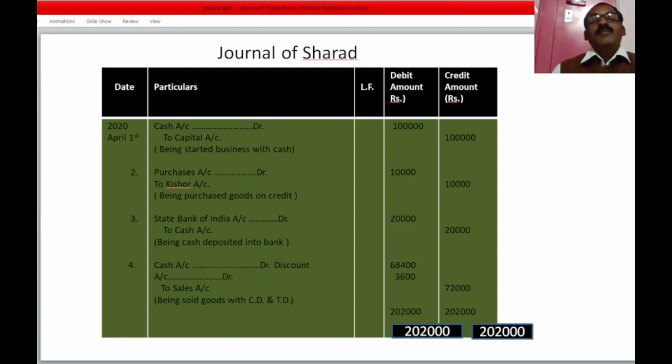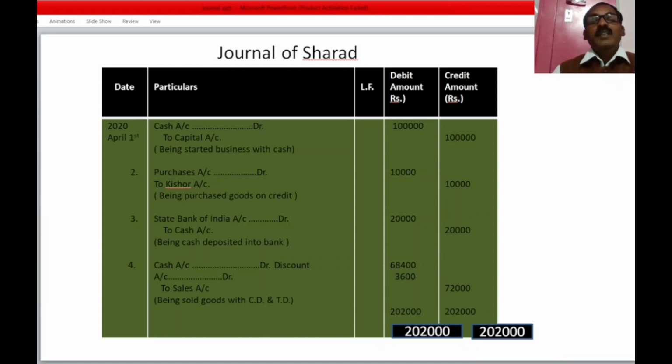Then the next transaction, purchased goods from Kishore. It is a credit transaction. So the purchase account is debited and the Kishore account is credited. So the journal entry passed in the books of Sharad: purchases account debit to Kishore account, narration 'being purchased goods on credit'. So the amount of purchase is recorded in the debit column and the amount of Kishore is recorded in the credit column.